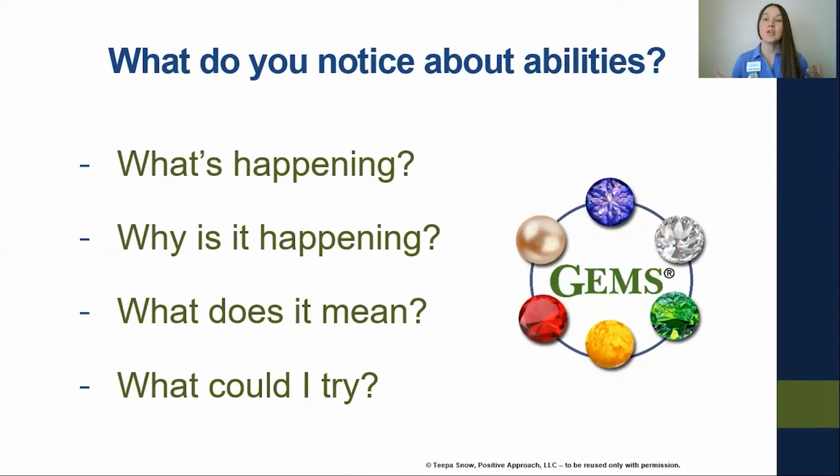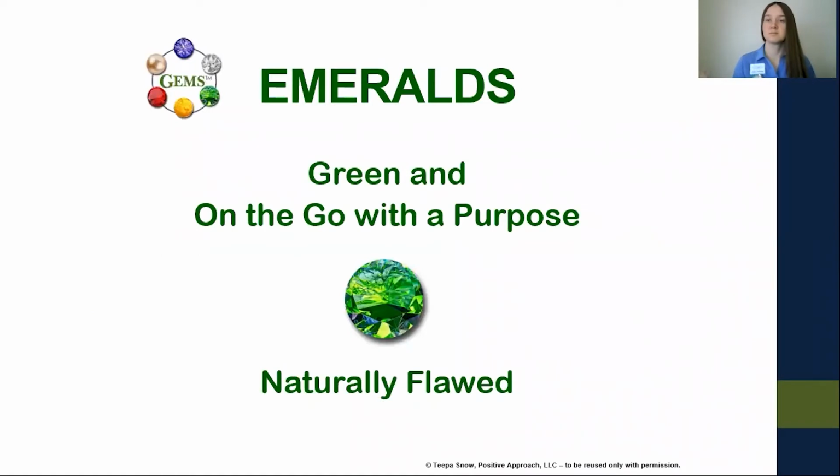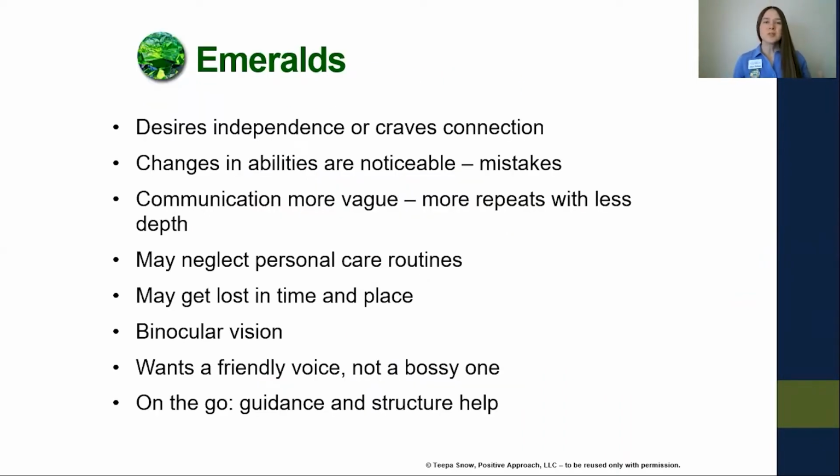So the way we use our approach can either trigger a person to not be as skillful in their abilities, or we can really support people and help them to be able to shine. Now, this last role play was basically an emerald state. Green, on the go with purpose, and emeralds are naturally flawed. So emeralds desire independence and crave connection.